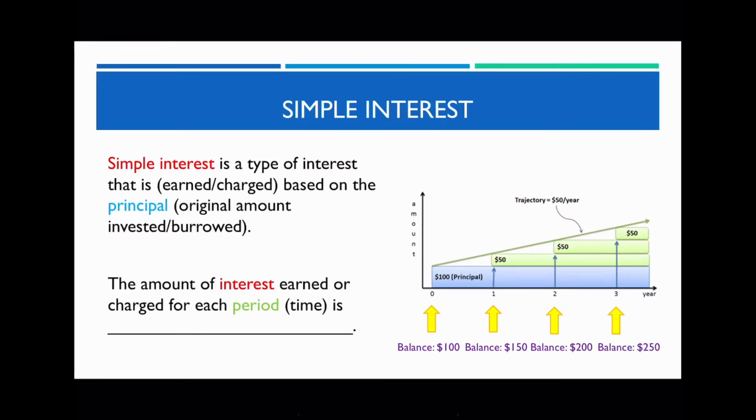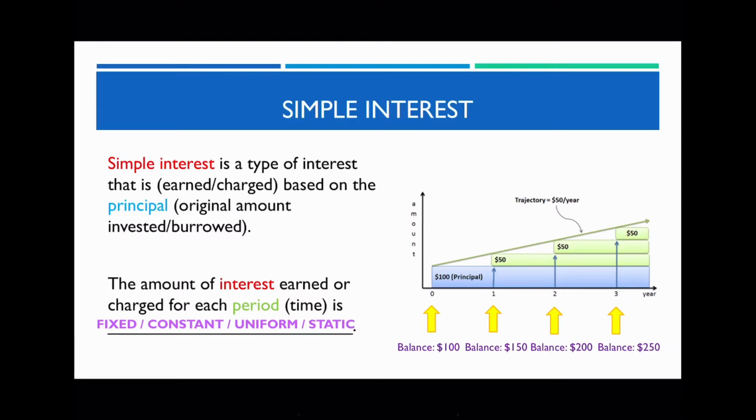Notice that this is a linear graph, and therefore we say that the amount of interest when you've earned simple interest is either fixed, constant, uniform, or static. These are the words that you want to use to describe how much money you're going to be earning over time through simple interest.